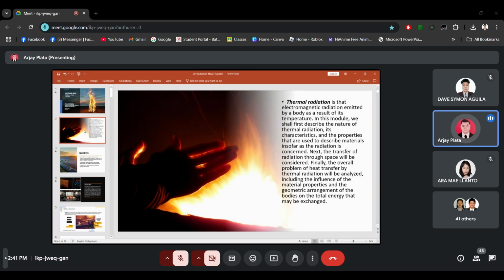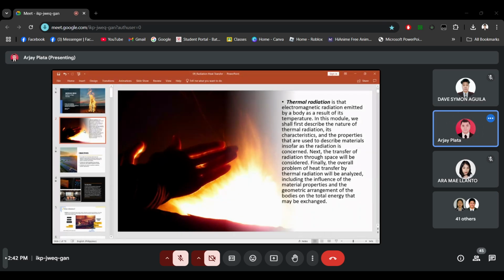Next, the transfer of radiation through the space will be considered. And finally, the overall problem of heat transfer by thermal radiation will be analyzed, including the influence of material properties and the geometric arrangement of bodies on the total energy that may be exchanged.